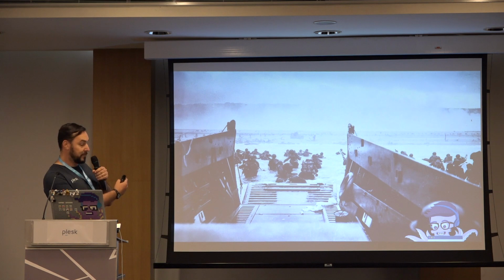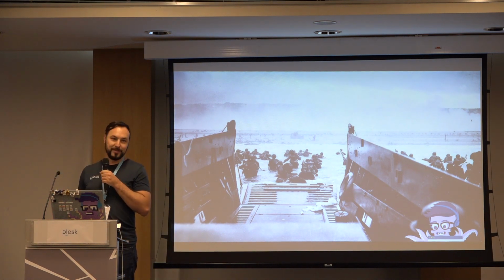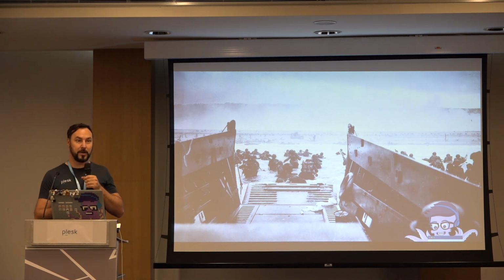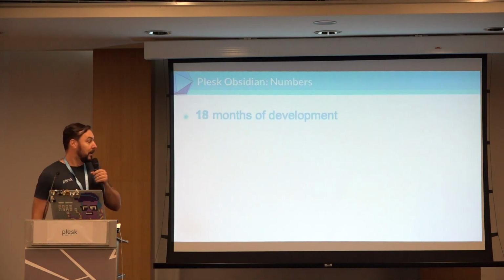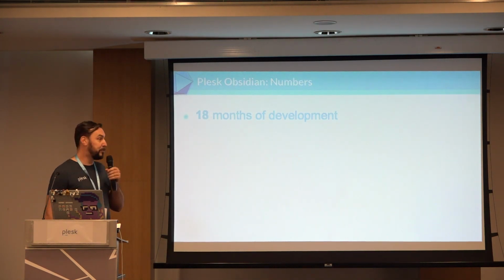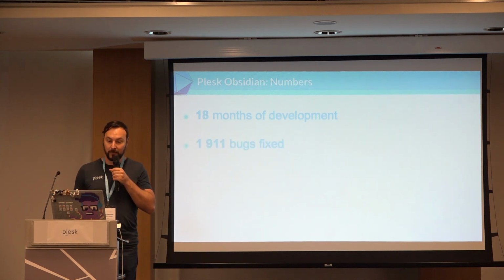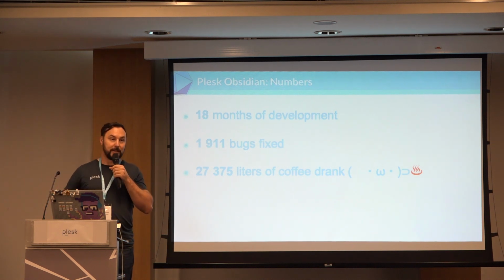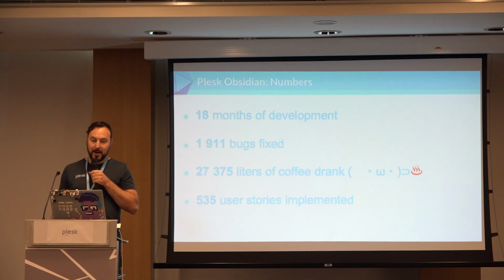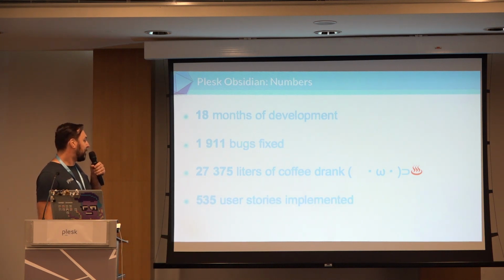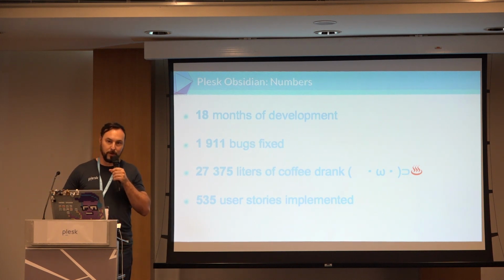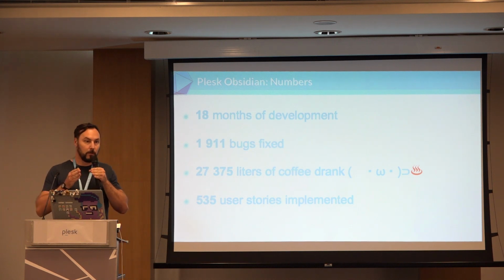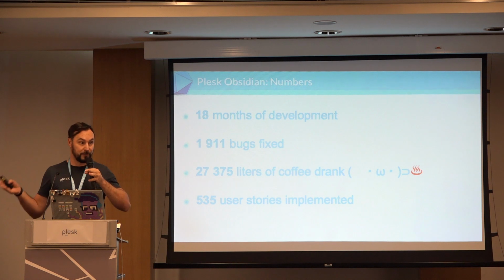Plesk Obsidian is conquering the box office as we speak, and it would be really strange to not use it as the main example for our session. Let's go through some numbers on Plesk Obsidian. It's been in development for 18 months. We have fixed 1,911 bugs. We have drank 27,375 liters of coffee, according to the stats by our coffee machine in the office. We have implemented 535 user stories, which, if you don't know the dev lingo, is like a small feature or improvement or a part of a bigger feature.